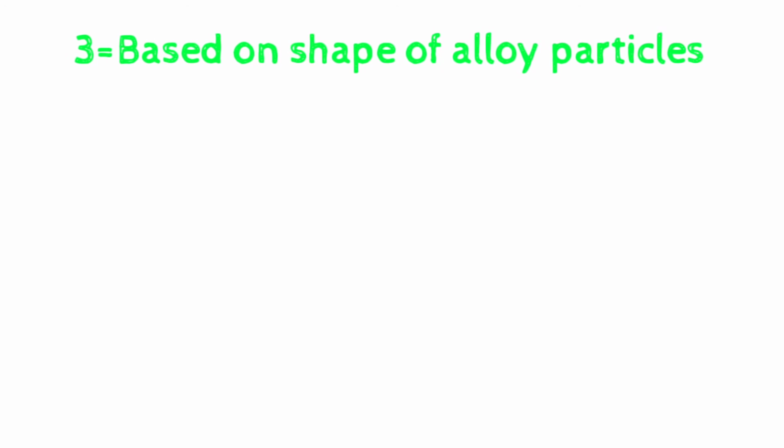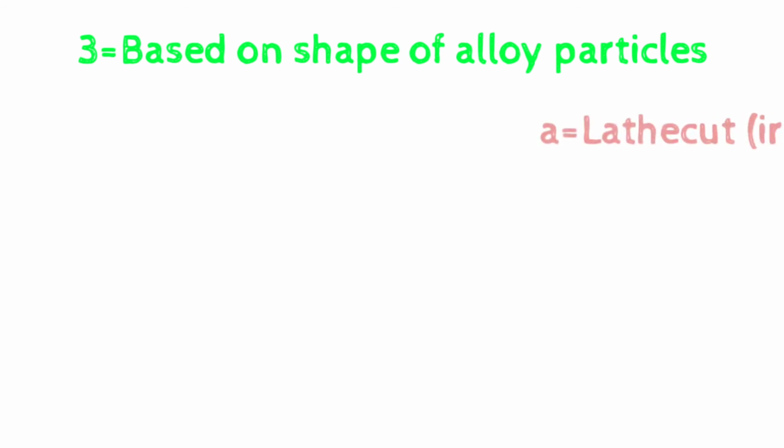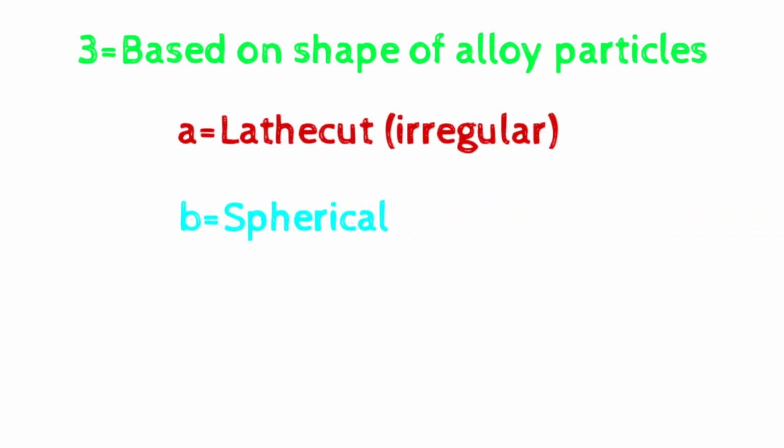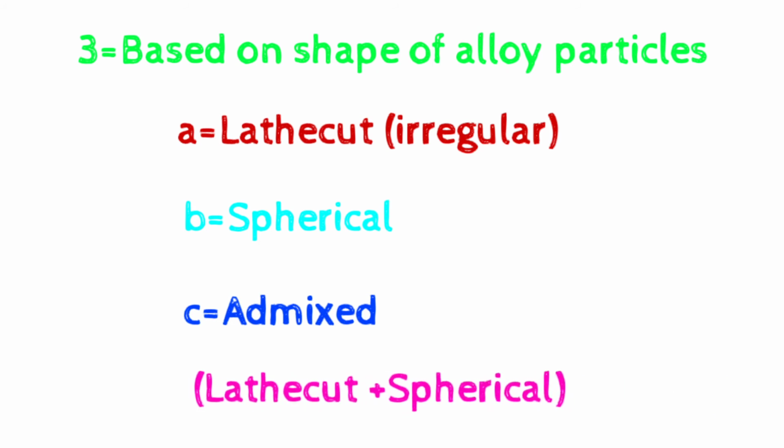Now come to the third base, based on shape of alloy particles. Which shape of alloy particles is present? Based on shape we classify into 3. Number 1, lathe cut, which is the irregular shape of alloy. Second is the spherical, smooth spherical shape. And the third is the admixed. Admixed is the combination of lathe cut plus spherical alloy particles.